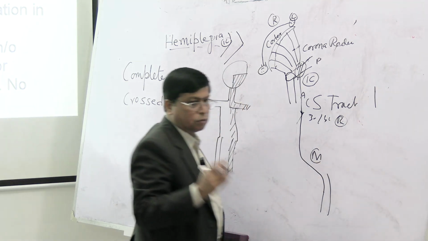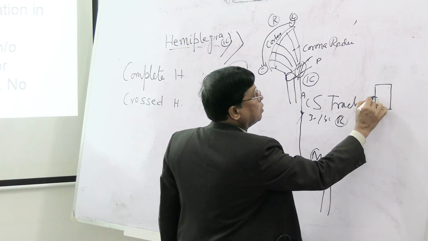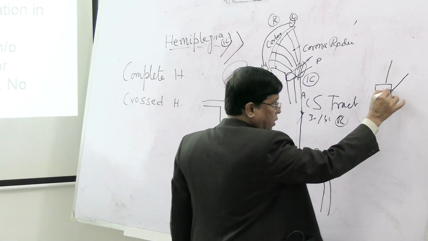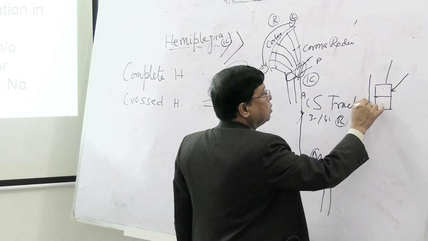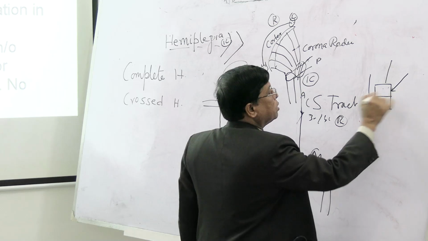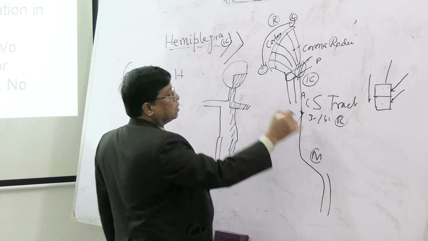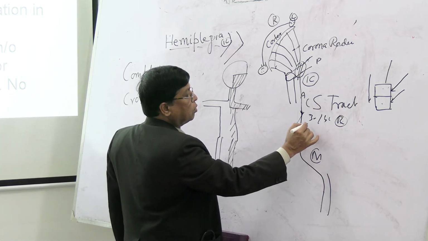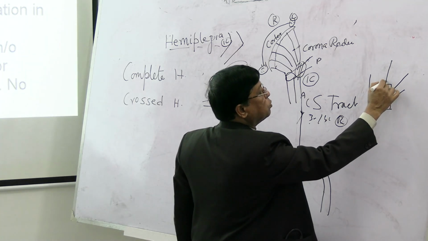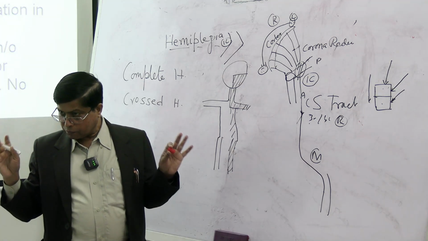If you take the seventh nerve nucleus, it has the upper half and the lower half. Upper half has bilateral supply, and the lower half is only supplied by the opposite side. That's why if a lesion is like this, it will affect the seventh nerve. Upper half has both supplies, but the lower half has supply from only one side.